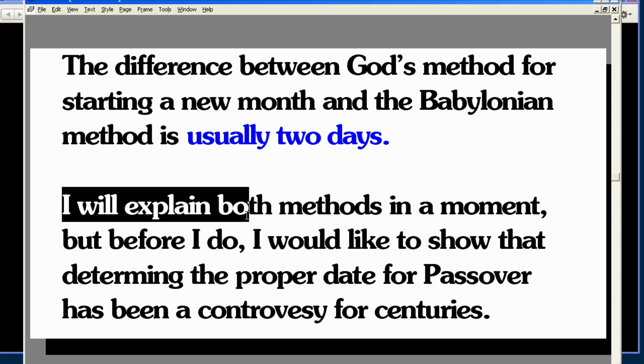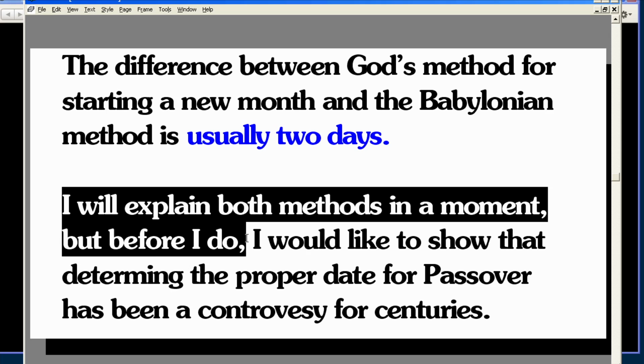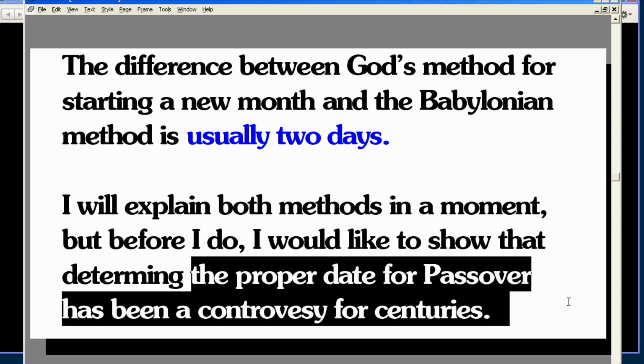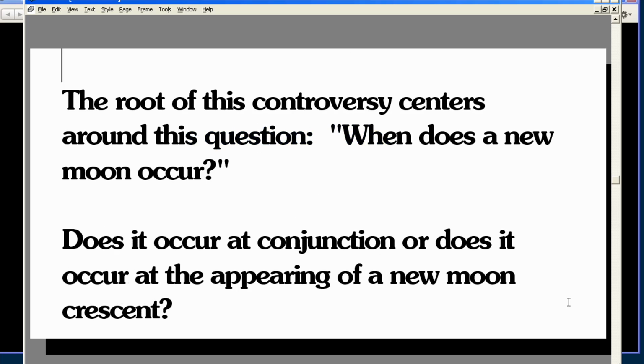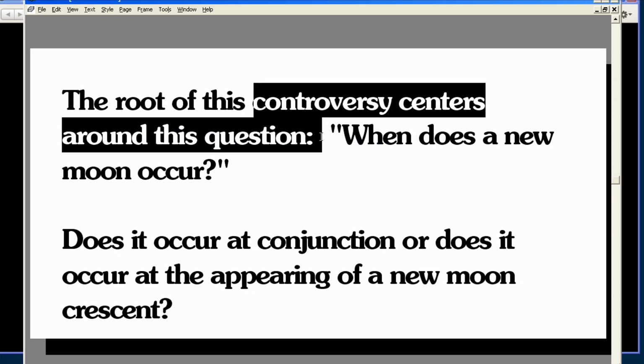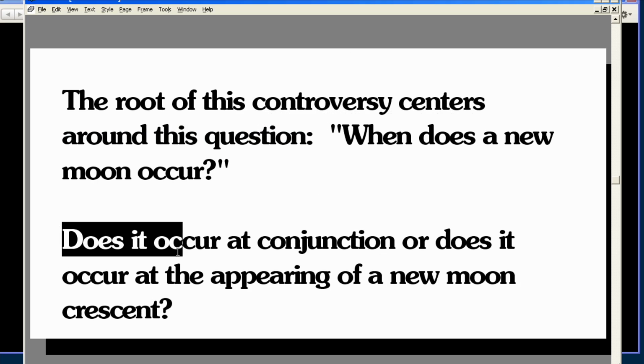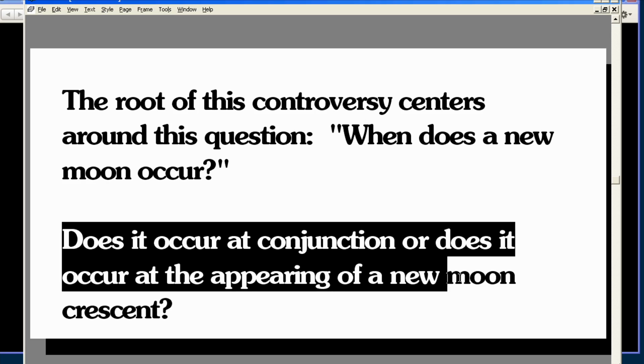I will explain both methods in a moment, but before I do, I would like to show that determining the proper date for Passover has been a controversy for centuries, and the root of this controversy centers around the question, when does a new moon occur? Does it occur at conjunction, or does it occur at the appearing of a new moon crescent?